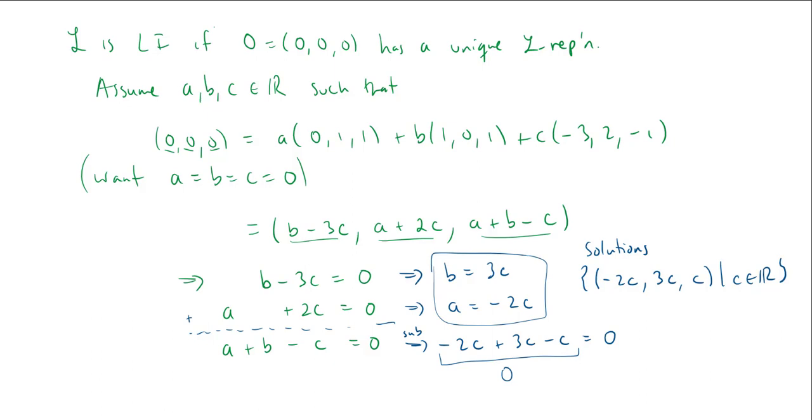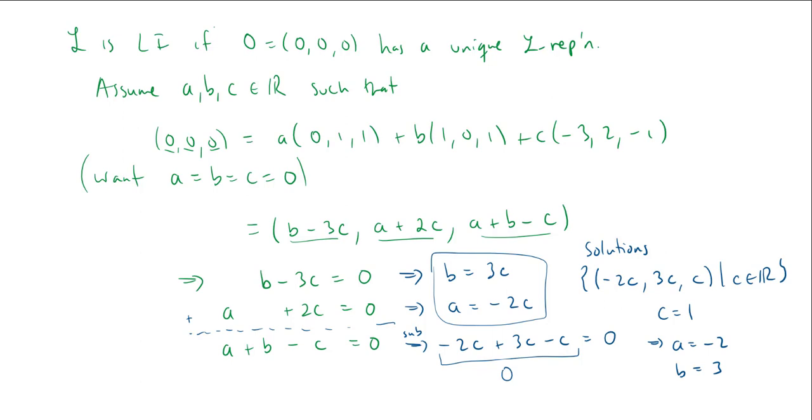Now if I pick C equals 0, then of course the A and the B are both going to be 0, and that gives me the expected trivial representation. But I don't have to let C equal 0. What if C is equal to 1? If C is equal to 1, then I'm going to have A is equal to negative 2, and B is going to equal 3. And you can check.